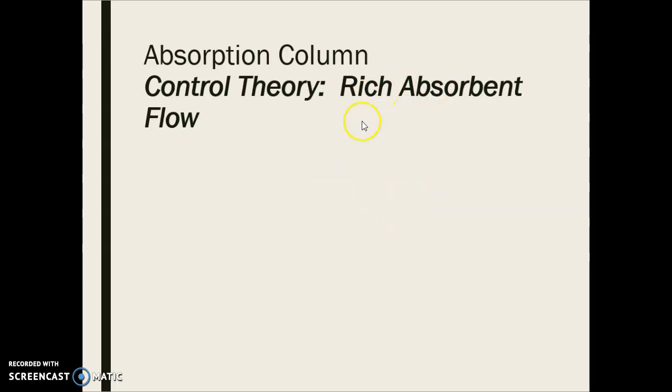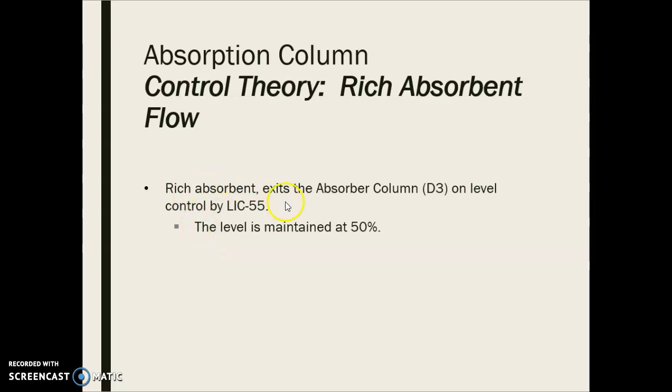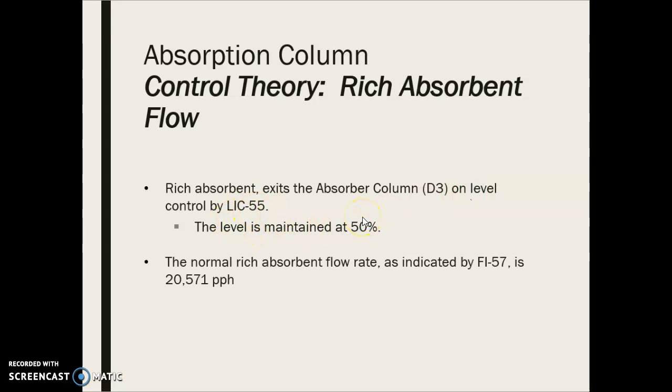Okay, let's talk about the rich absorbent flow. The rich absorbent exits D3, the absorber column, on the level controlled by LIC 55. It likes to maintain a level of 50%. The normal rich absorbent flow rate is indicated by FI 57 and is generally 20,571 pounds per hour. So that's being pumped out by P7.